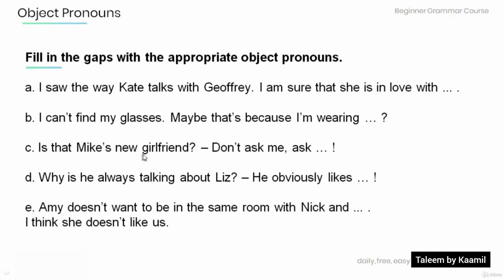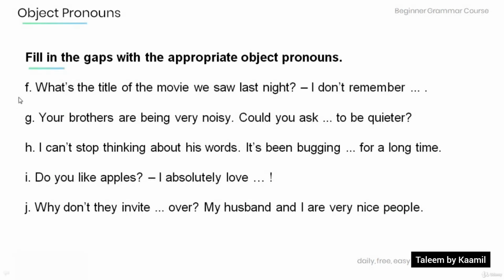C. Is that Mike's new girlfriend? Don't ask me, ask. D. Why is he always talking about Liz? He obviously likes. E. Amy doesn't want to be in the same room with Nick and I think she doesn't like us. F. What's the title of the movie we saw last night? I don't remember.